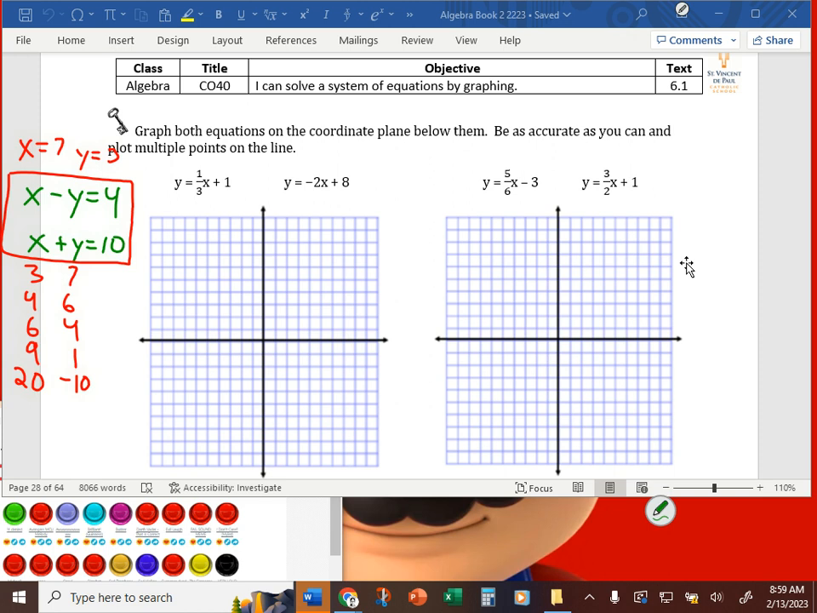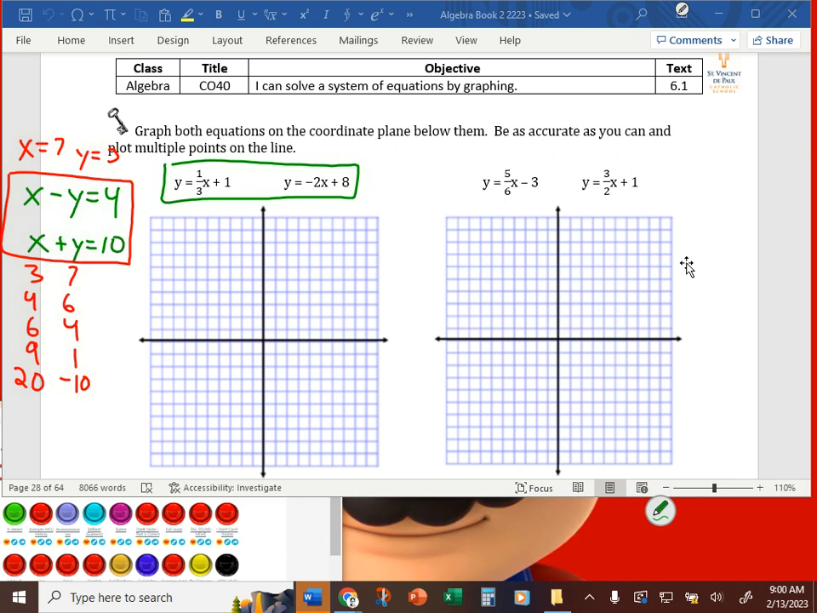Let's take a look at our first system here. We're looking for the value for x and the value for y that makes both y equals 1/3 x plus 1 and y equals negative 2x plus 8 true. A little bit more complicated than our first example, right? This one we were able to solve mentally after talking about it a little bit. This one, good luck solving it mentally. So let's graph it.